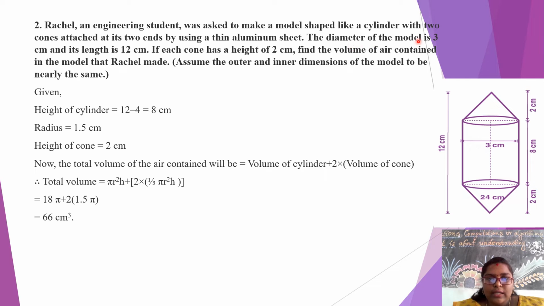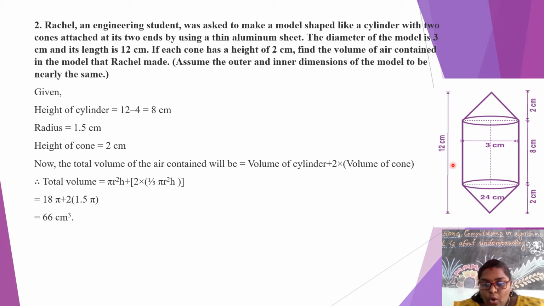The diameter of the model is 3 centimeter. Look at the figure. The diameter is 3 centimeter and its length is 12 centimeter. If each cone has a height of 2 centimeter, listen, for the cone they have given 2 centimeter. Overall height is 12, the cone only 2 centimeter. Find the volume of air contained in the model that Rachel made. We have to find the volume of this model. Okay, so now the height of the cylinder we have to find.